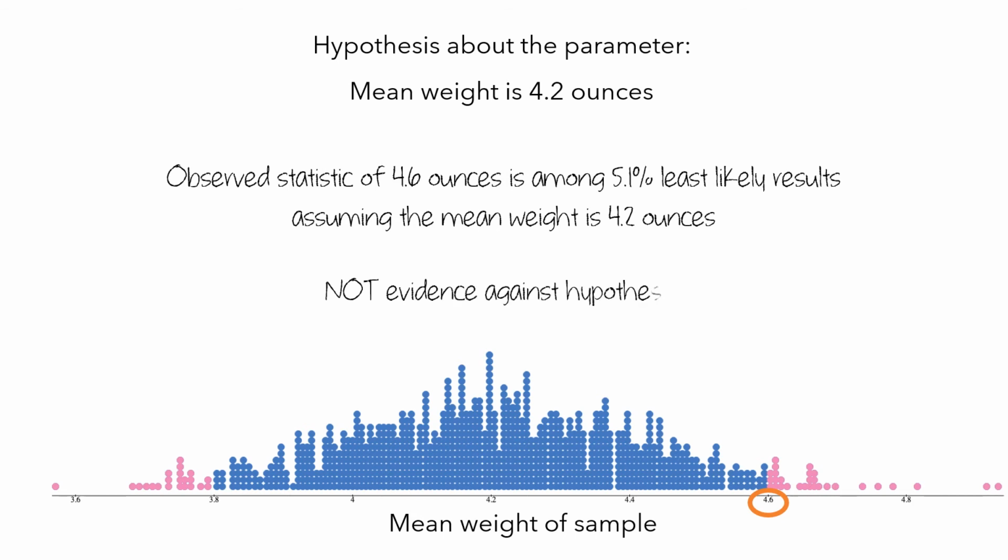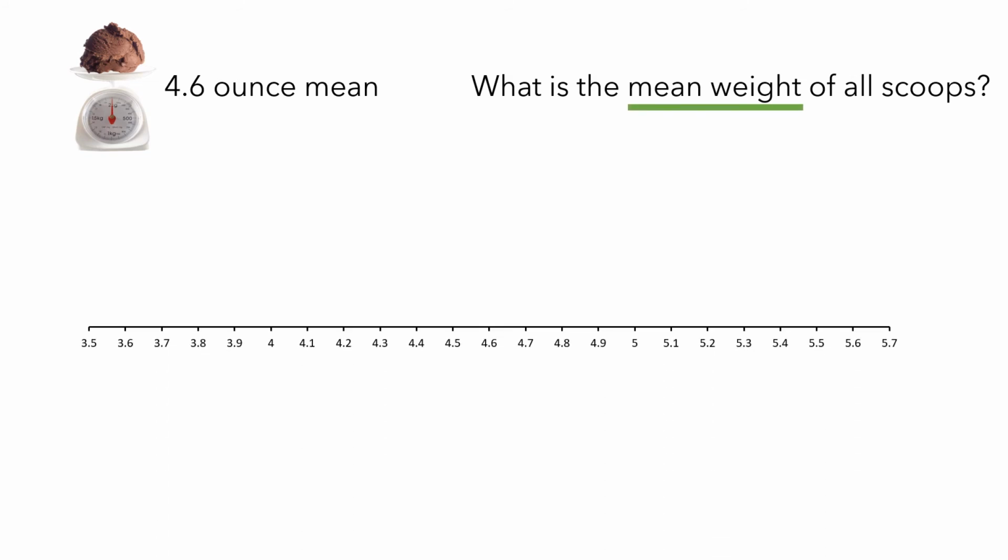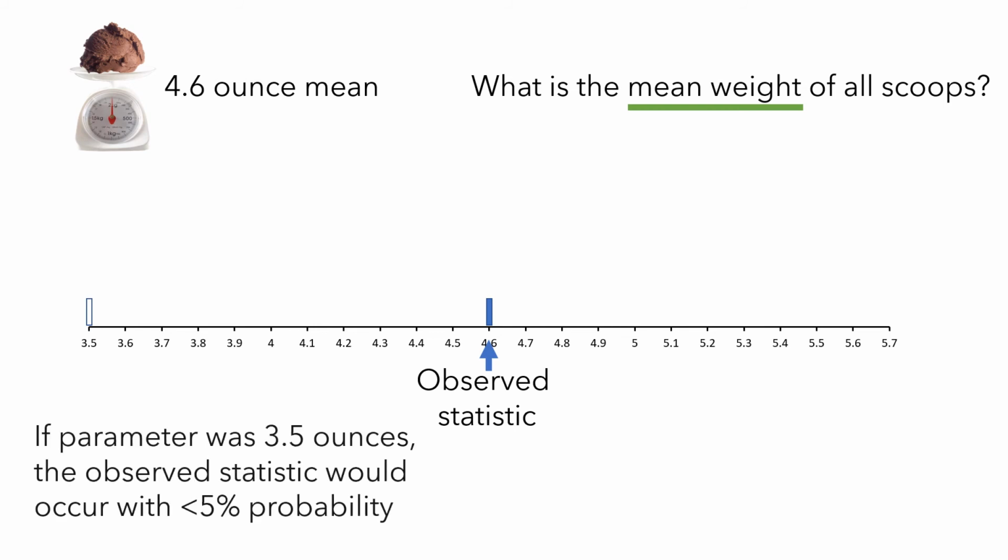Now, let's summarize what we've seen here. We weighed 28 scoops of ice cream and got a mean of 4.6 ounces. And we wanted to know, what is the mean weight of all scoops? This mean weight is our parameter. So we thought about our observed statistic of 4.6 ounces. Then we hypothesized that the parameter was 3.5 ounces, simulated repeating our study 1,000 times, and found that the observed statistic would occur in the sampling distribution with less than 5% probability. This was also the case for a parameter of 4 ounces.